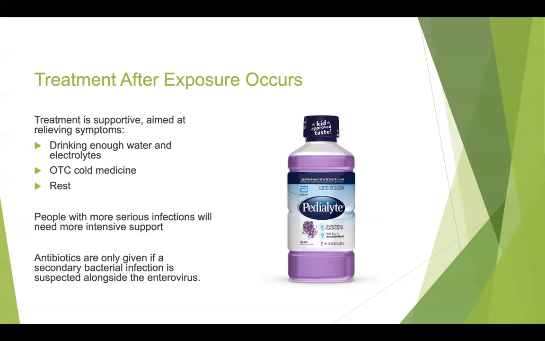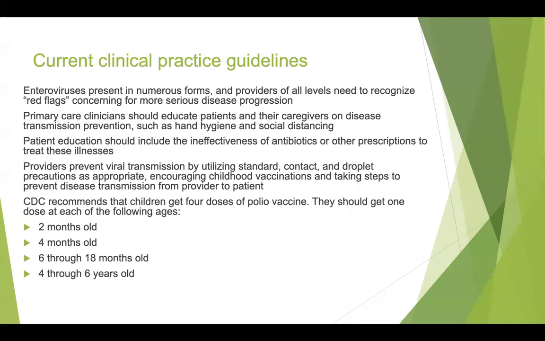electrolytes. And then people with more serious infections will need more intensive support. So this is when people will need to go to the hospital. Antibiotics are only given for a secondary bacterial infection if it is suspected alongside the enterovirus. Like I said before, these are viruses, not bacteria, so there are no medications, but it is possible for the patient to get a secondary bacterial infection.